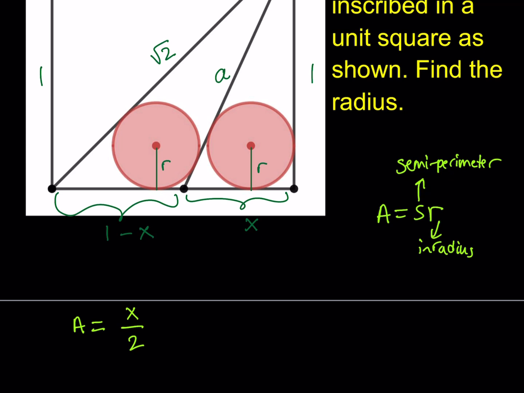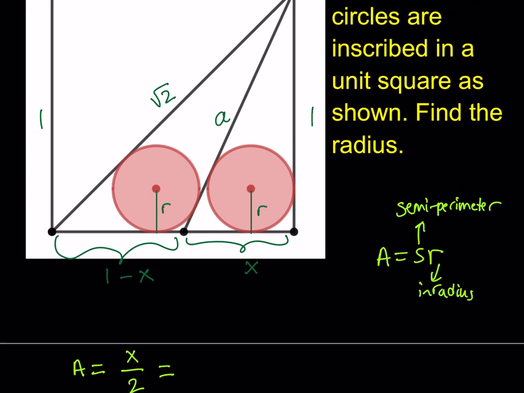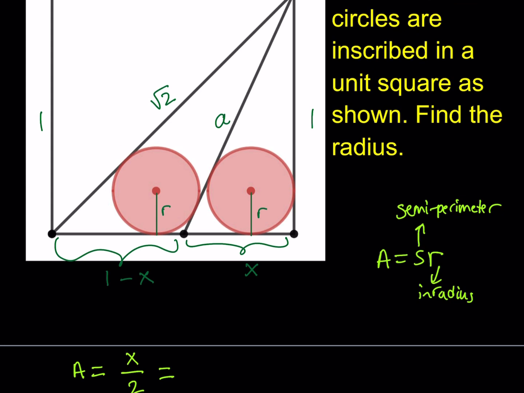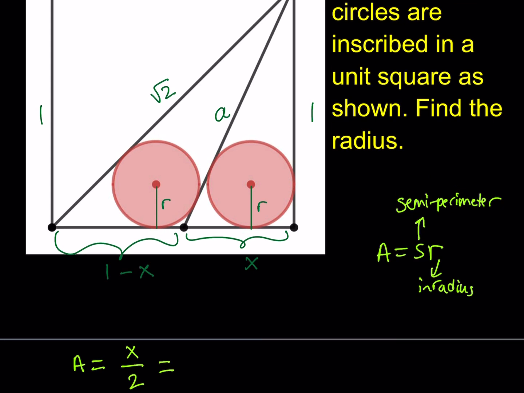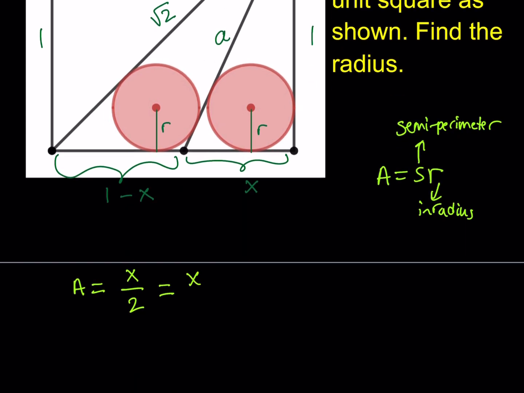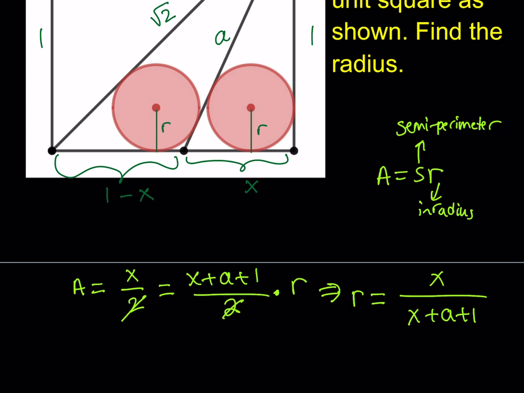By using that formula along with this one, I can come up with a nice equation. According to that, I have to find the semi-perimeter, which is x plus a plus 1, divided by 2, and then multiply that by the radius, r. What makes this even more beautiful is that the 2 cancels out. Then we get a nice expression for r: r is equal to x over x plus a plus 1.